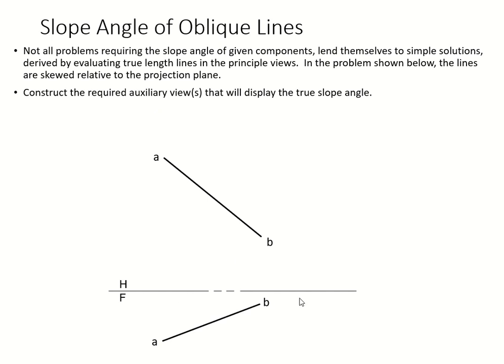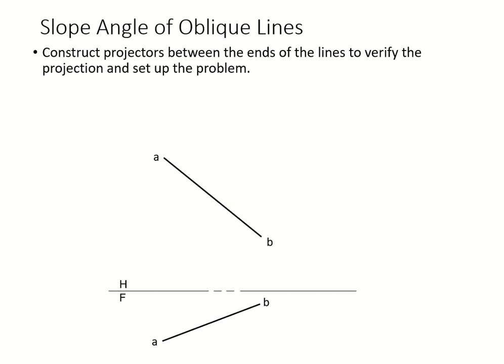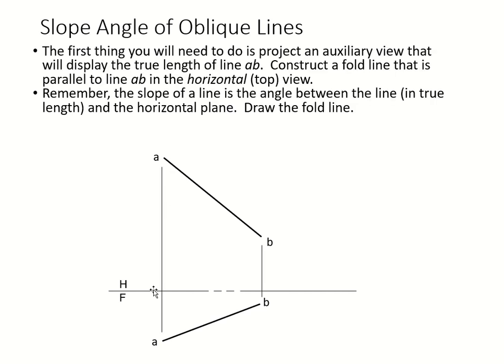Your reference plane or fold line is right here. It's kind of skew. So we're going to start with our projectors at the end points of the lines to verify the projection. Just set up, do the same thing, A to A, B to B. Your projectors are right there, perpendicular to your fold line. I'm saying this again and again, you should get it by now.